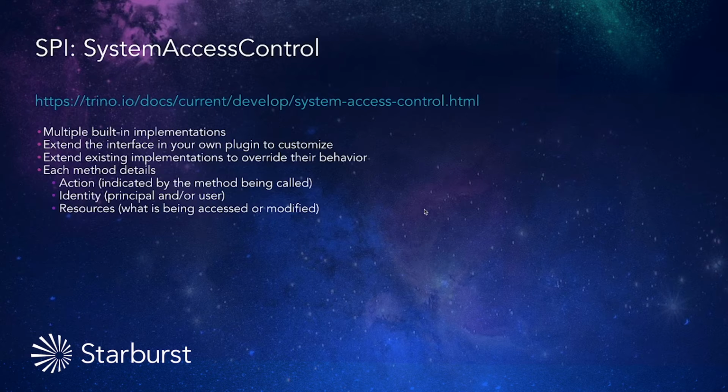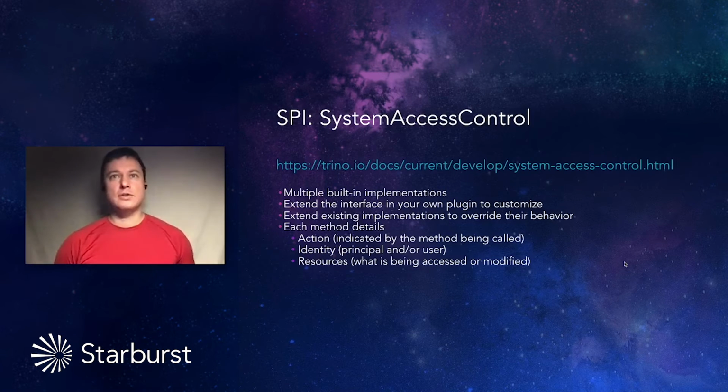There are multiple built-in implementations provided by Trino, and you can extend the interface in your own plugins to perform highly customized behaviors, or you can extend the existing implementations to override certain aspects of their behaviors. Each method within the system access control interface identifies an action based on its method, an identity, that is a principal or a user, and a resource that's being accessed or modified.